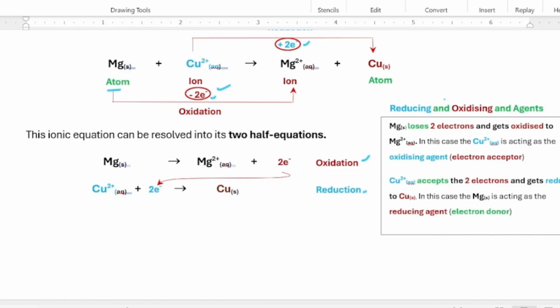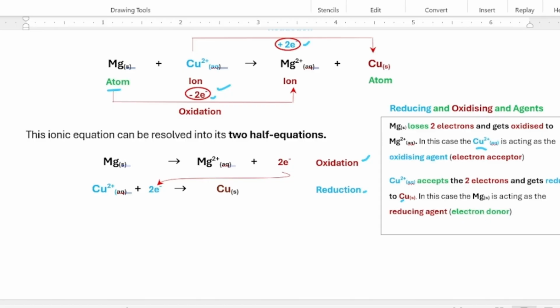This is a summary of what we've done there, and we have introduced the concepts of reducing and oxidizing agents. Magnesium loses 2 electrons and gets oxidized to a magnesium ion. In this case, the copper-2 ion is acting as the oxidizing agent or the electron acceptor. In the second half equation, copper-2 ion accepts 2 electrons and gets reduced into a copper atom. In this case, the magnesium atom is acting as the reducing agent, or what is called the electron donor.